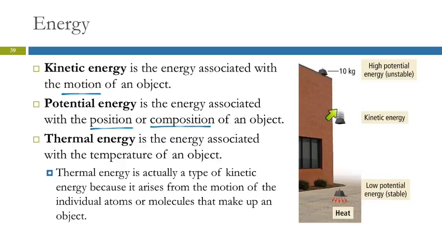As it falls, it's going to pick up speed. It's going to move faster and faster and faster, and it's going to have kinetic energy. As it goes down, its potential energy decreases as it gets closer and closer to the ground. As it goes down, its kinetic energy increases because it's moving faster and faster and faster.